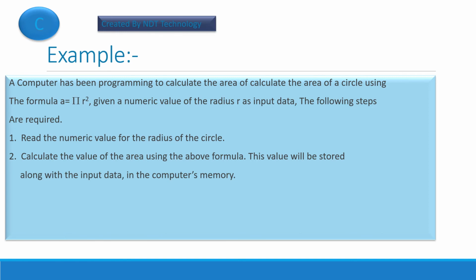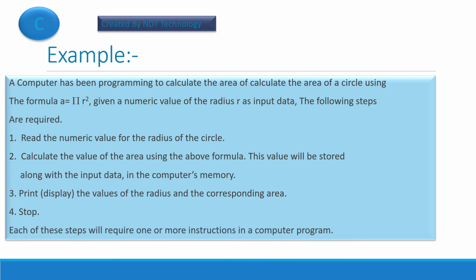Third, along with the input data in the computer's memory, this data will be directly fetched from computer memory. Memory can understand the instructions through a set of instructions. What is a program? A set of instructions only, nothing else. And last is print, as we all know, display. So, easy steps, and then the program will stop. That is the overall flowchart for finding the area of any circle. Alright.